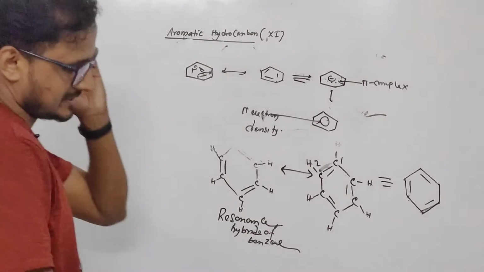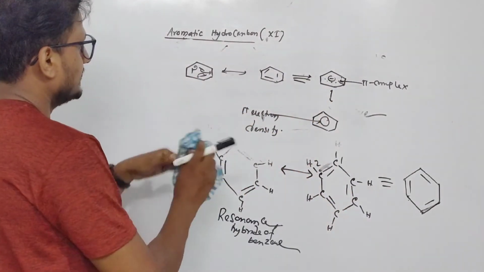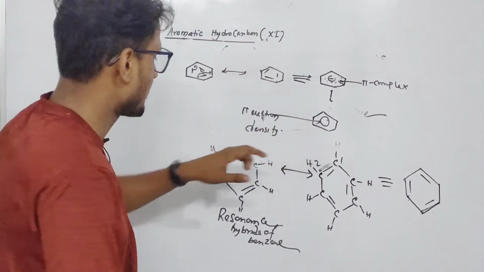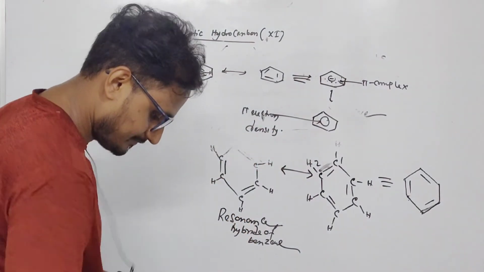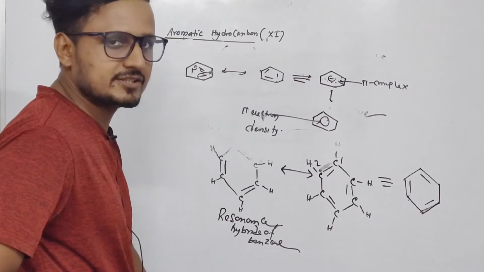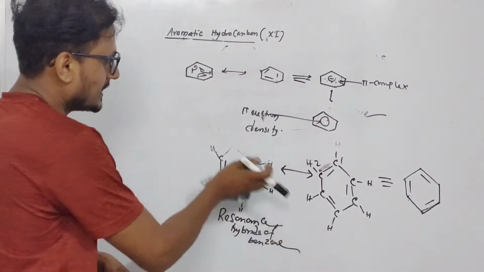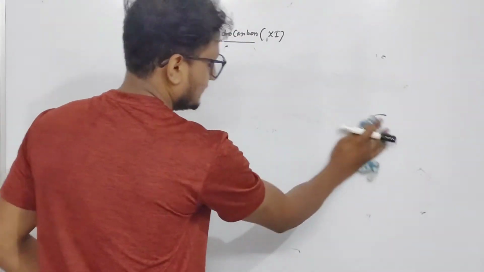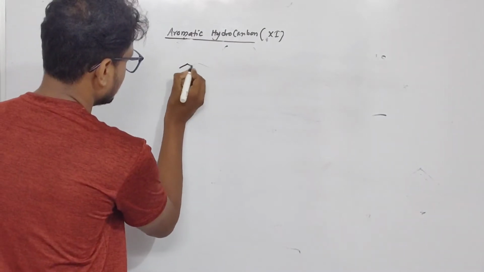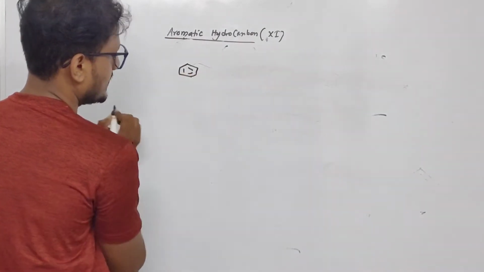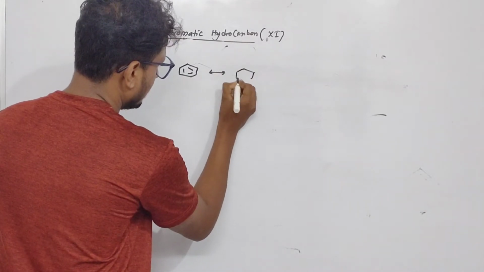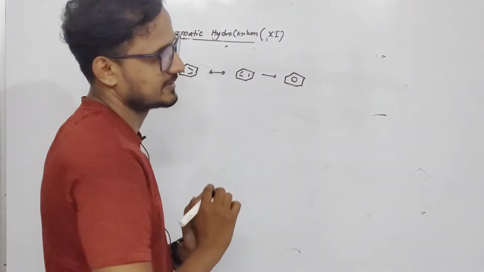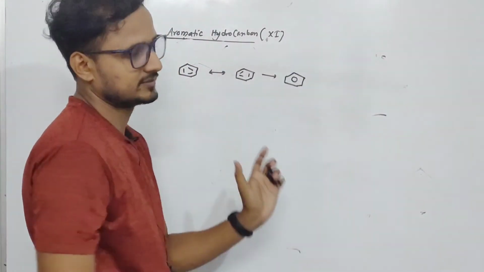Okay, it's properly working. So we know that these two are structures of benzene, and this is also a structure of benzene. So how many structures have we seen? Three structures. You can show them by giving a pi bond or giving a circle. So benzene is these three structures. Again, this is also benzene, this is also benzene. Okay, so benzene is this one.